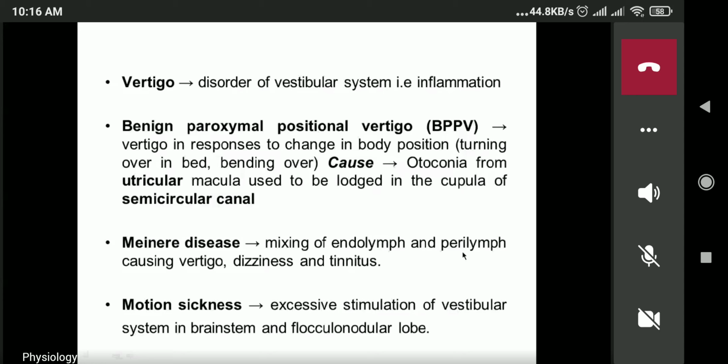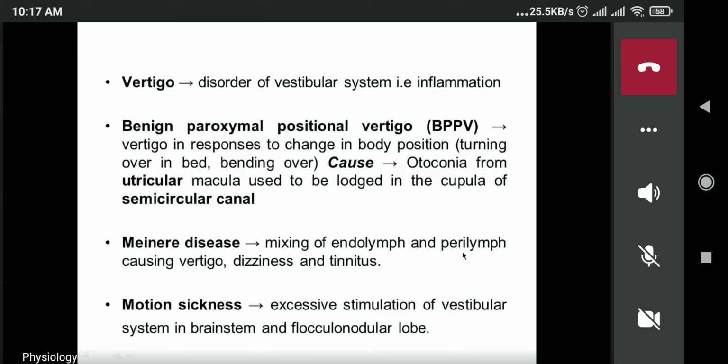The cause is excessive stimulation of the vestibular system in the brainstem. Excessive stimulation of the vestibular system gives more than optimum impulses to the brainstem and the flocculonodular lobe of the cerebellum. That means midbrain, pons, medulla is the brainstem, and the flocculonodular lobe is in the cerebellum. If they are excessively stimulated by the vestibular system, that causes motion sickness, dizziness, vertigo, etc.